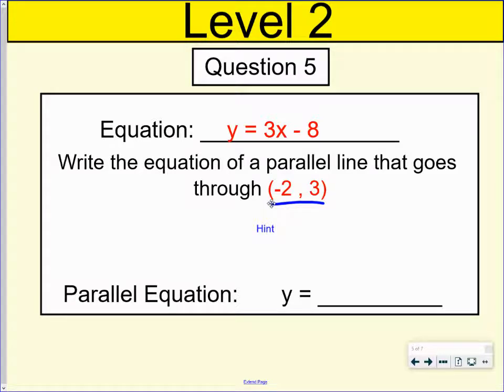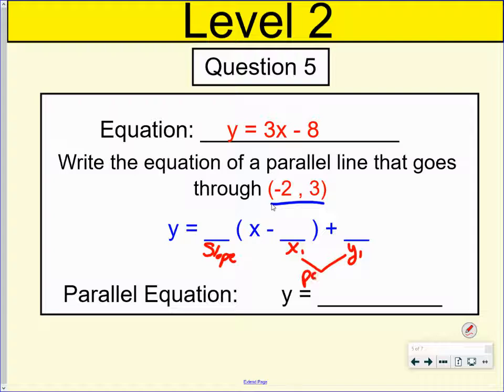What we've been working on this past unit, unit 10, we did a lot of writing the equation of a line when we knew the slope, this is our point-slope form, and we knew a point. So x1 and y1, this is a point. Can we write an equation of a line that's parallel to this red equation up here and goes through this point?